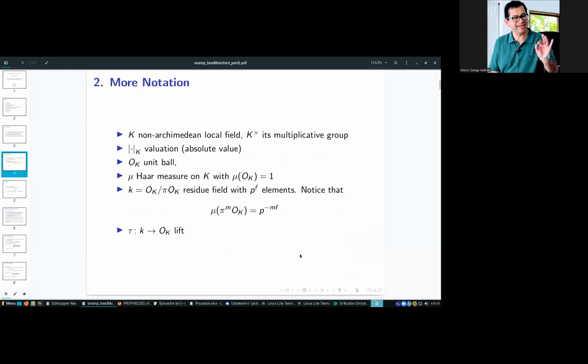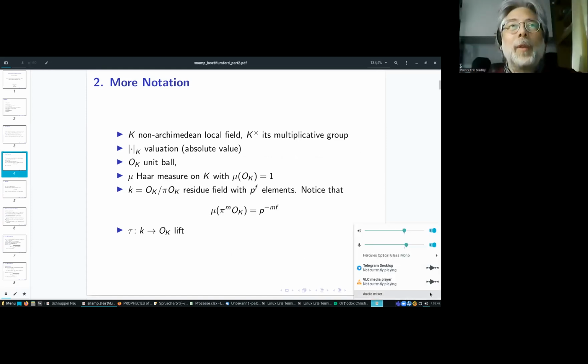No, I can't. Okay, so now notation. K, we'll fix a local field, a non-Archimedean local field, K times its multiplicative group, and we have the valuation. O_K is the unit ball, and then we fix the Haar measure in such a way that the unit ball has measure 1. Small k is the residue field. It has p to the f elements. f is just the degree of the residue field extension. And notice that the volume of a ball scaled by some power m of the uniformizer pi of the unit ball will have measure p to the minus m times f, because you have this extra f here. And then we fix a lift from the residue field into the integers of K.